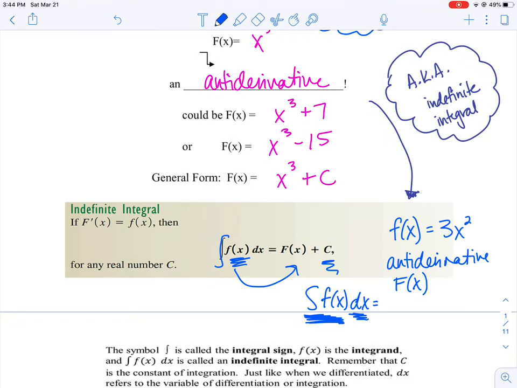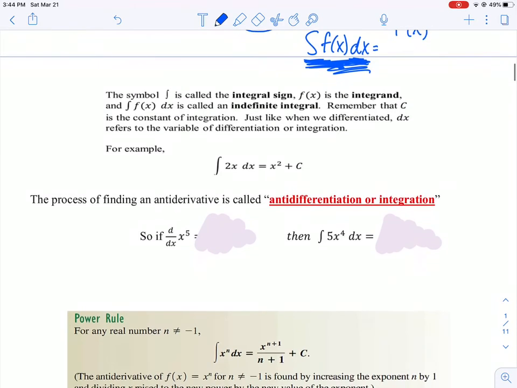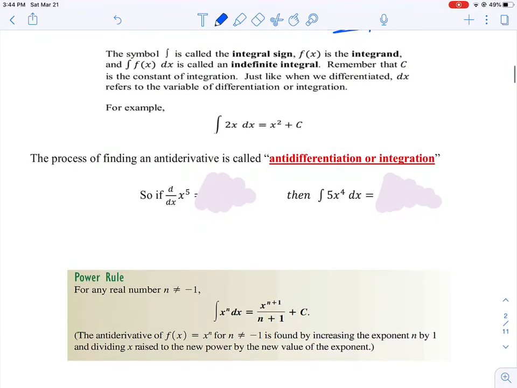Kind of like when we did our implicit differentiation. When we found the derivative with respect to x, remember we added that dy over dx? Well, this is kind of the same notation. It's just saying that we're finding the antiderivative and making sure that those two variables match. Okay? All right, so integration is another word for anti-differentiation.